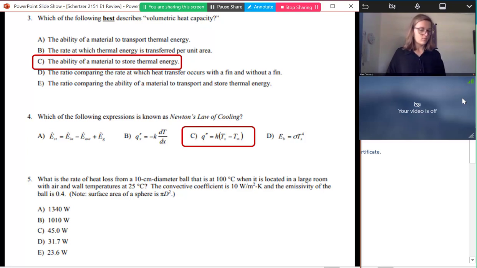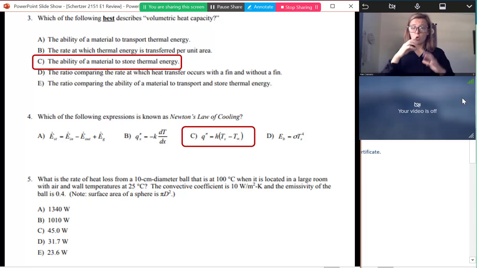Question 5 asks us, what is the rate of heat loss from a 10 centimeter diameter ball that is 100 degrees Celsius when it's located in a large room with air and wall temperatures of 25 degrees Celsius? The convection coefficient is 10 watts per meter squared Kelvin, and the emissivity of the ball is 0.4. And they tell us how to calculate the surface area of a sphere.